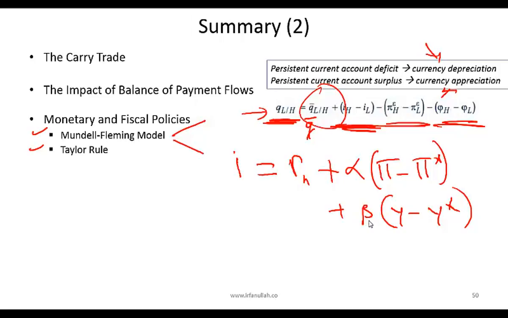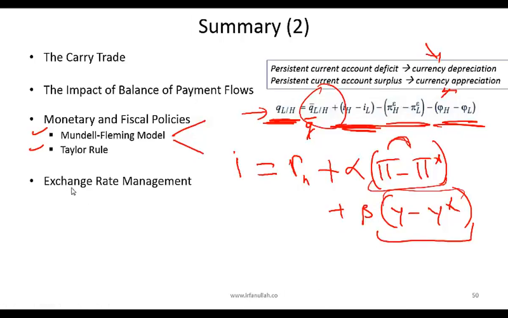Typically beta is also 0.5, but if you get a question on the exam, you'll be given alpha and beta. Y is the current level of output, and y asterisk is what the level of output should be, the potential GDP. So this is the Taylor rule which you need to know. So this difference is the output gap.